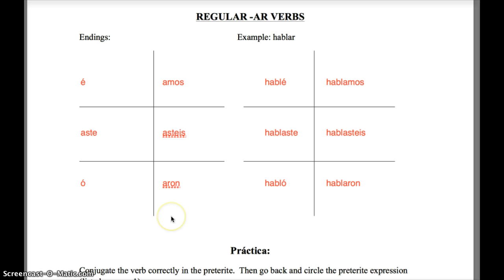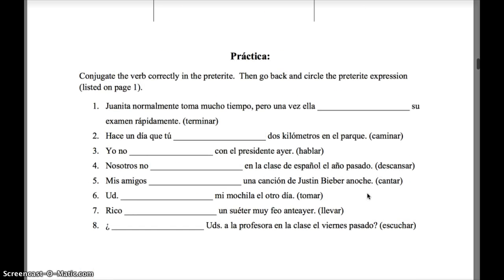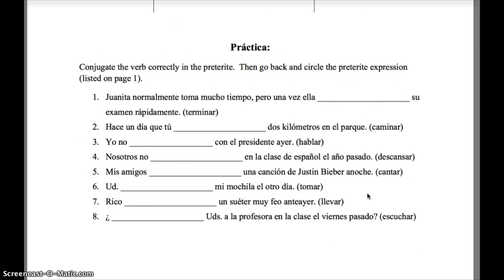And there's a fun little poem I'll teach you as soon as we go over ER/IR verbs. To see it in context, I removed the AR ending as usual, and then I added those endings to it. So, hablé, hablaste, habló, hablamos, hablaron. So, your práctica is right here.